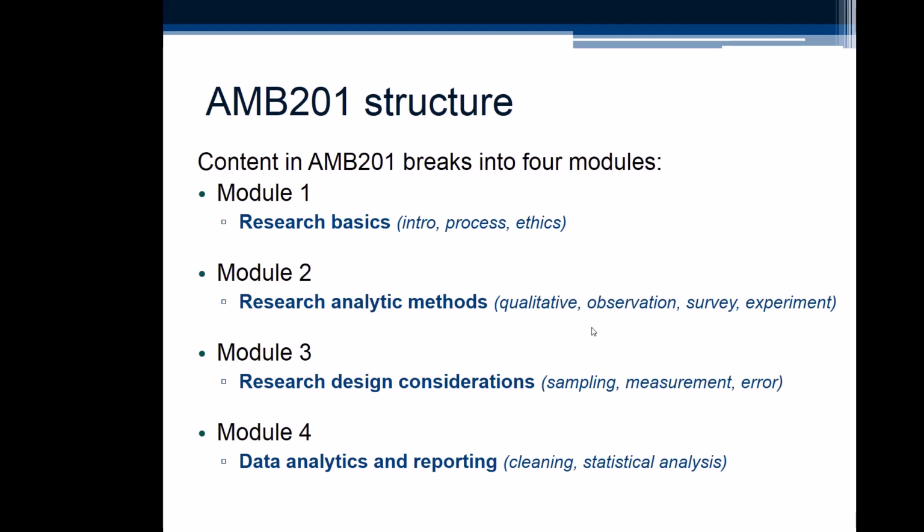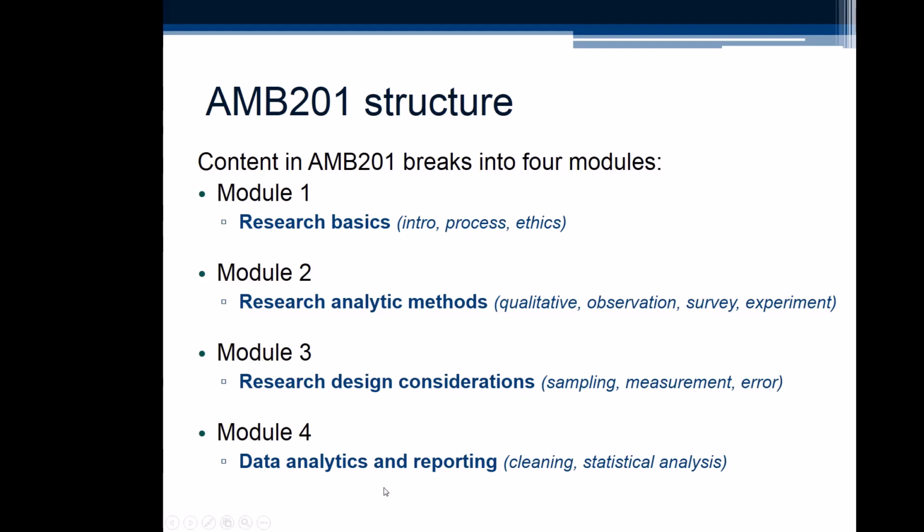Module 2 is really where we overview the different research methods available to you as a researcher, or to researchers in general. So we'll talk about qualitative research, which is your interviews and focus groups, talk about observational research, survey research, and experimental research. Module 3 and 4 are really where we get into the nitty-gritty of primarily quantitative research. This is where we'll talk about how you would set up a survey, and things like selecting your sample, the types of questions you want to ask, and types of things that you want to avoid in order to minimize the error when you're collecting data.